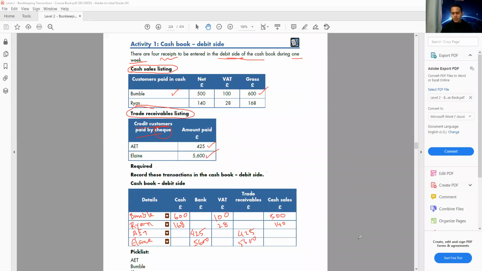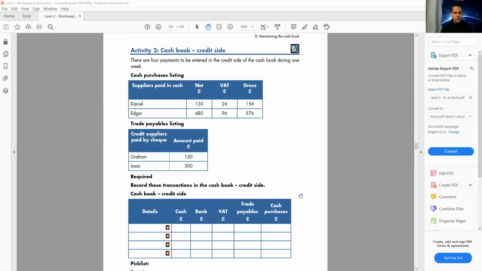Okay, so let's move on to our next question, activity 2. This time we are talking about the cash book credit side. Cash book credit side means the payment. This time these people are my suppliers. So we have a cash purchase and we have a credit purchase, trade payables. So let's do that. We don't have to explain too much. We already know how to do it. Let's do the first one, Daniel.